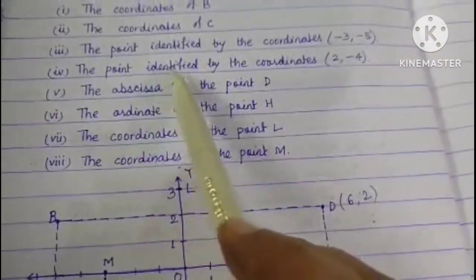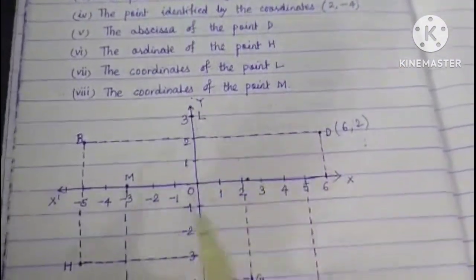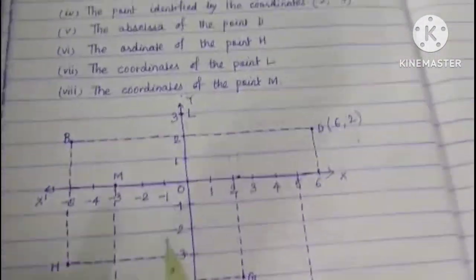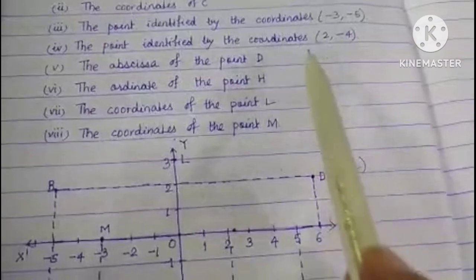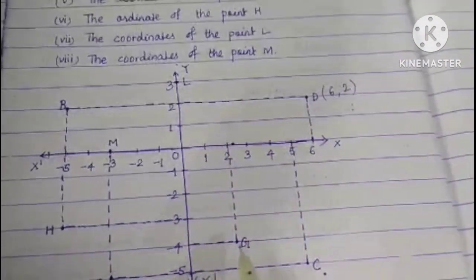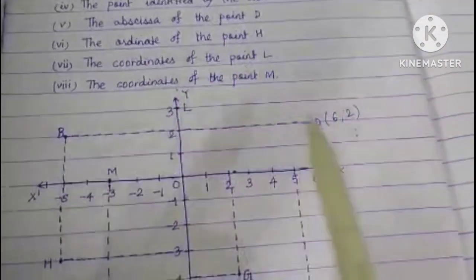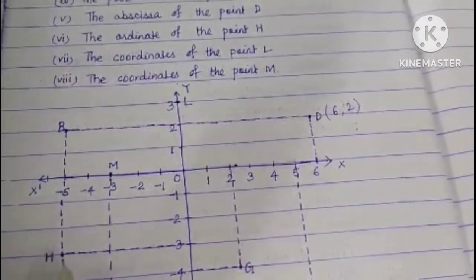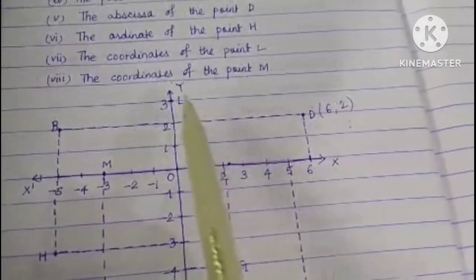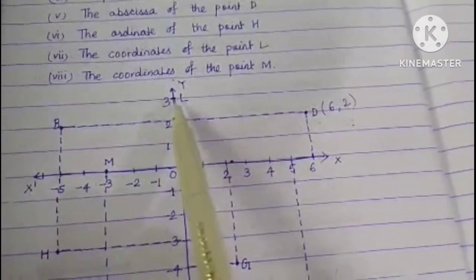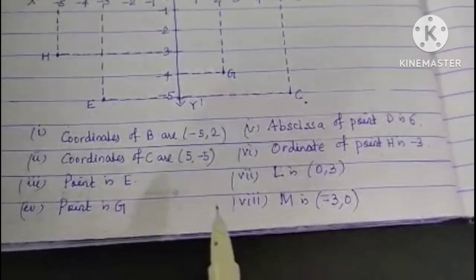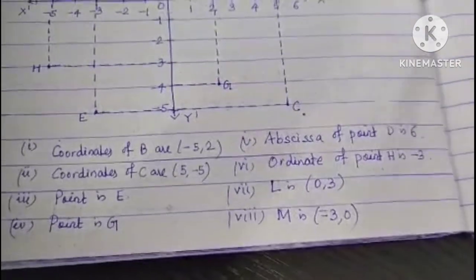Okay. The point identified by the coordinates -3, -5. So it is point -3 and -5. It is point E. Likewise, 2 and -4, it is point G. The abscissa of the point D is 6. The ordinate of the point H is -3. The coordinates of the point L are 0, 3. Point M is -3, 0. Okay. So I hope this question is clear. Now let's move on.